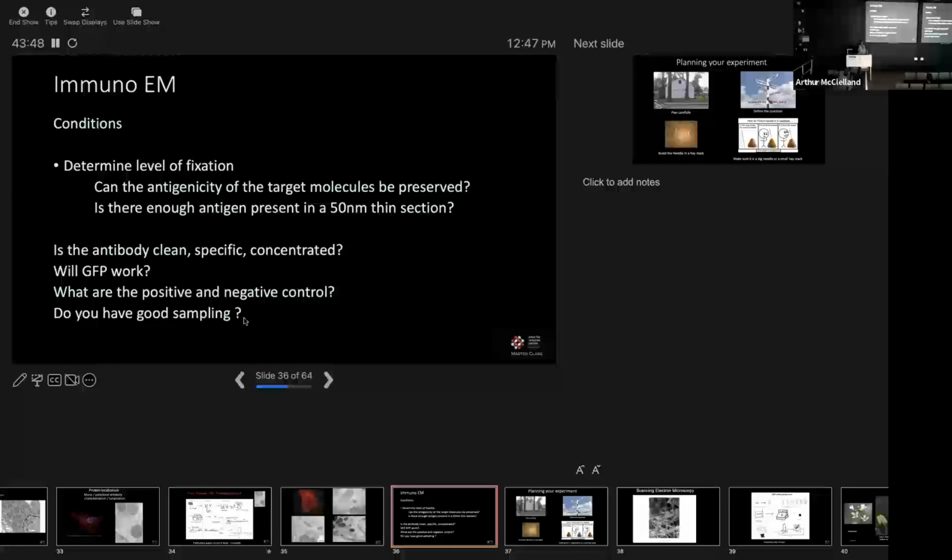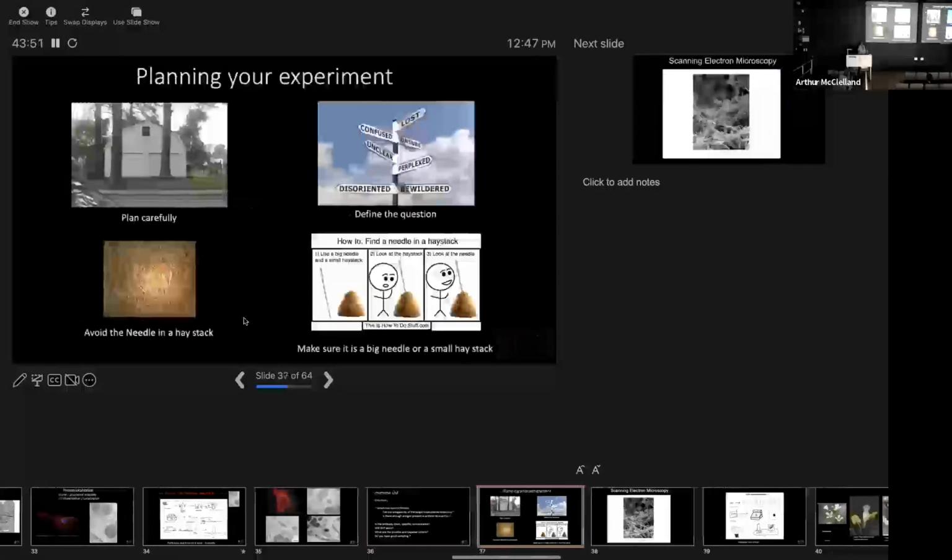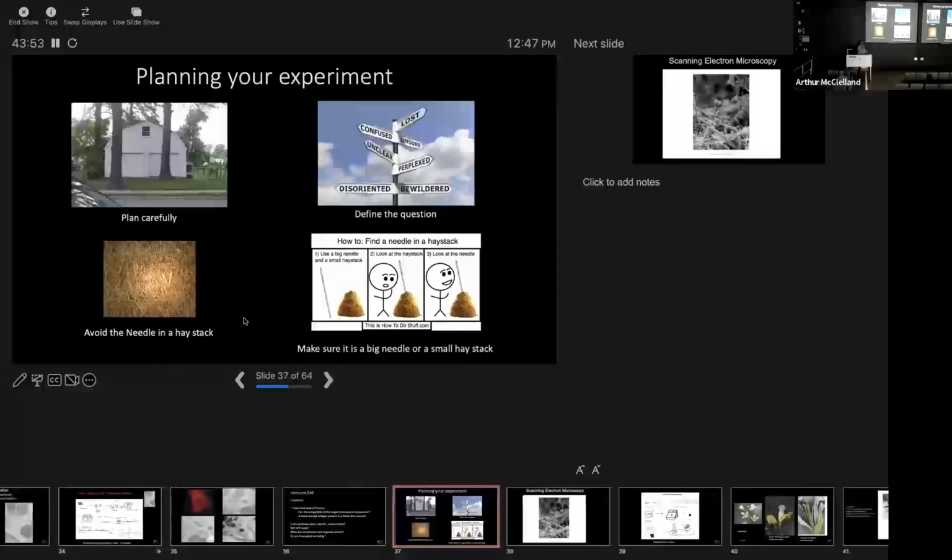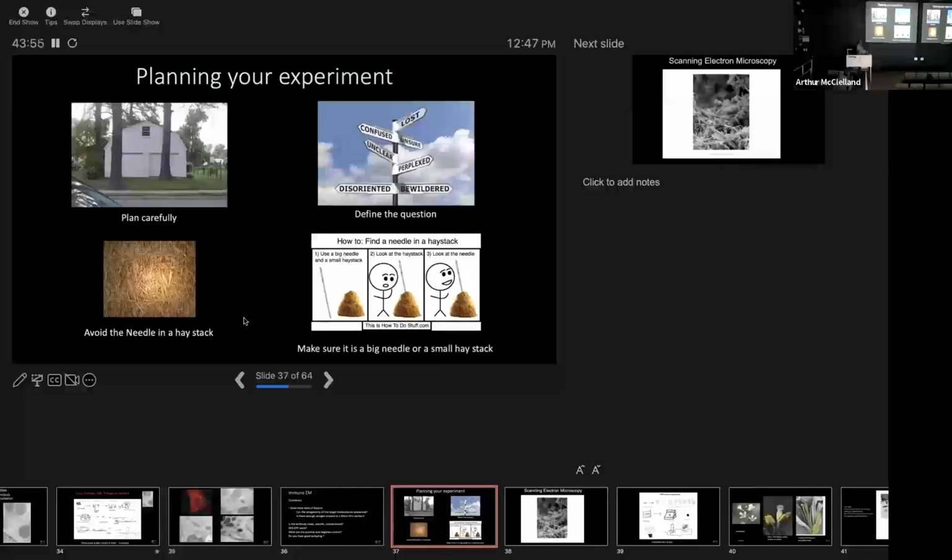And then finally, do you have good sampling? When we're planning our experiments, whatever it is, if it's immuno-EM, if it's negative staining, if it's classical routine morphology, I can't emphasize enough to plan your experiment. Plan it carefully. You want to have an idea in your head of what your final outcome should look like, because that's going to affect how you do your embedding and everything else.